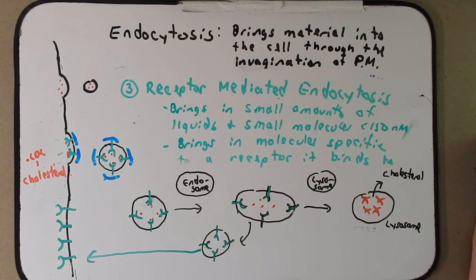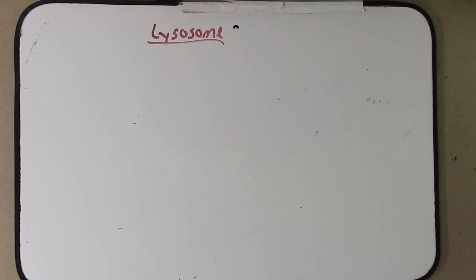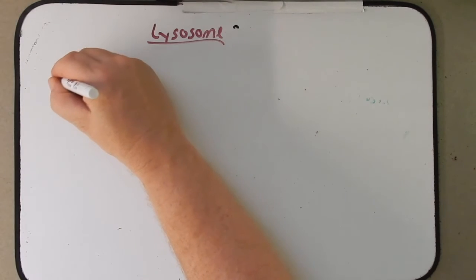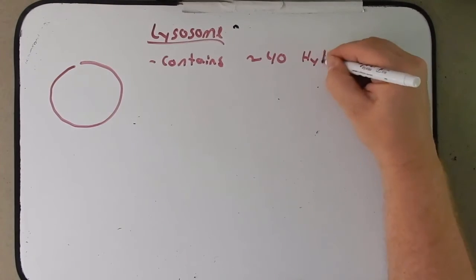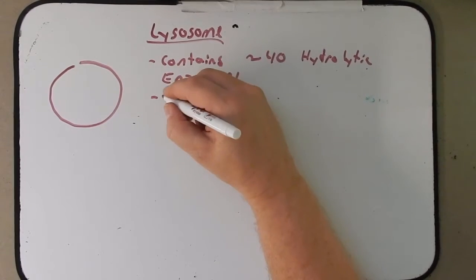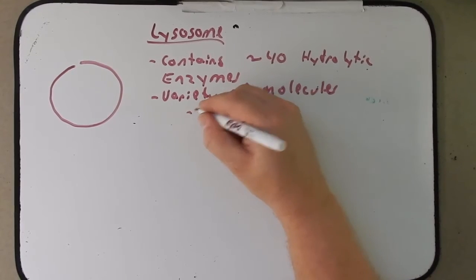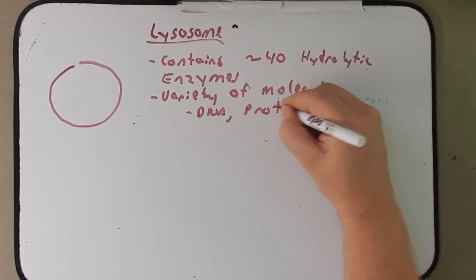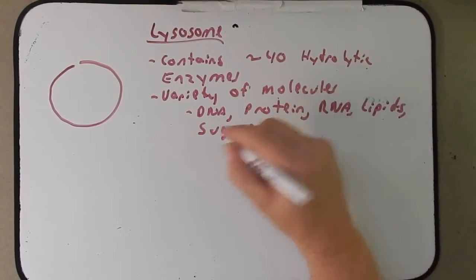Now I'd like to spend a little bit of time talking about the lysosome here. Okay, so the lysosome. It's an appropriate time to spend a little bit of time talking about the lysosome because we've just talked about its role in receptor-mediated endocytosis. So let's draw our lysosome. The lysosome contains approximately 40 hydrolytic enzymes. They will digest a variety of molecules, almost anything that it comes in contact with, but certainly DNA, protein, RNA, lipids, and sugars of various sizes.